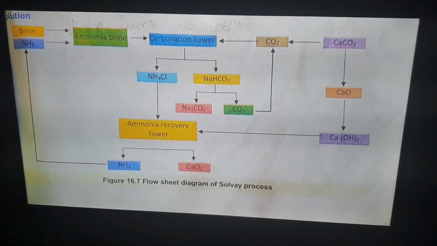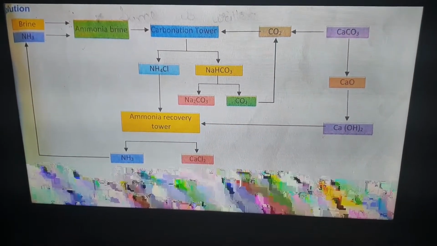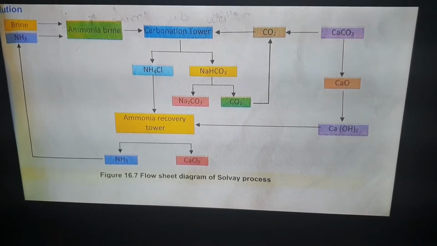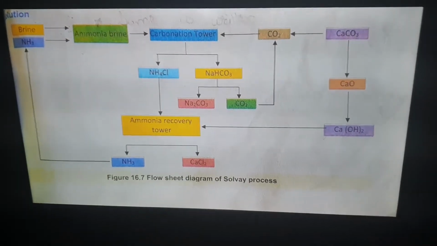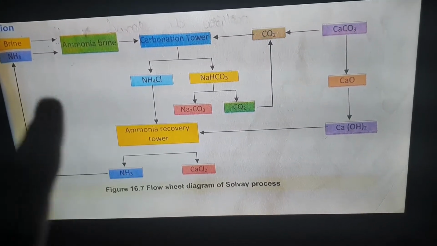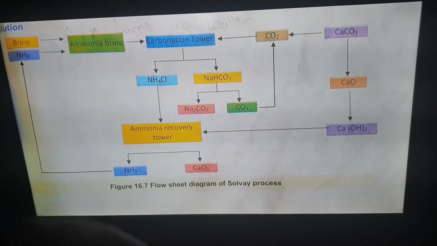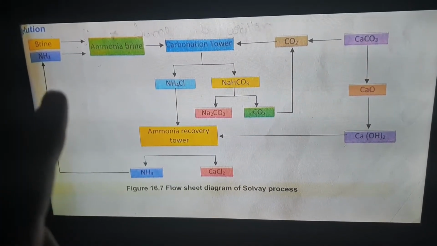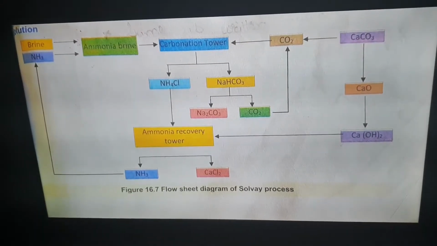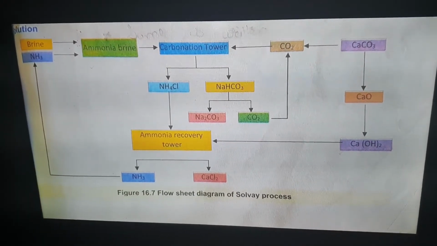And guys, before we go to our remaining video, do take a look at this flow sheet diagram. It's actually the whole process defined over here. It's very good though. These are our raw materials and the whole process that you have learned in this video.